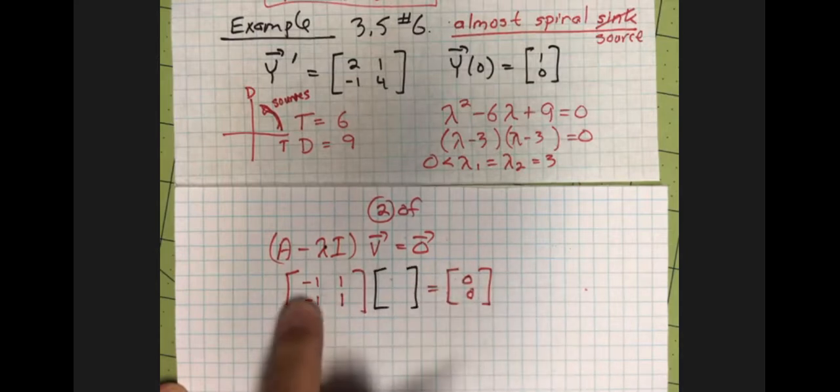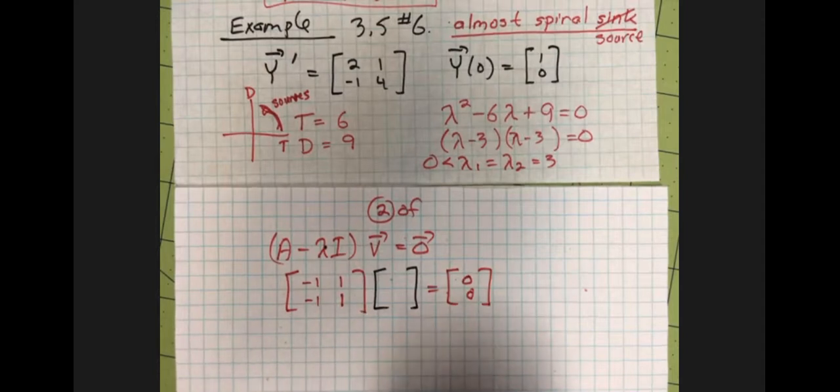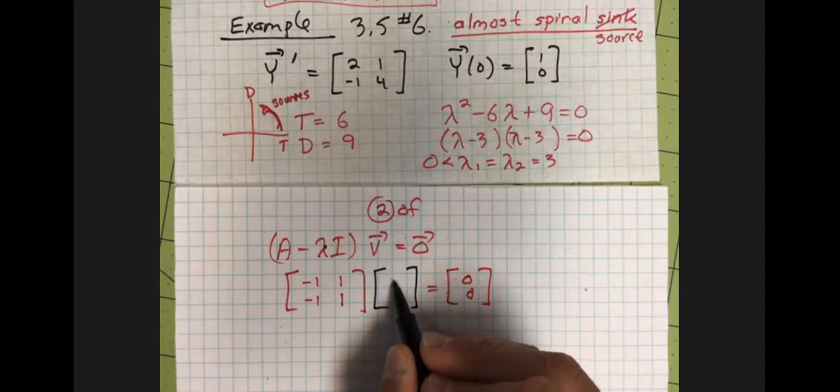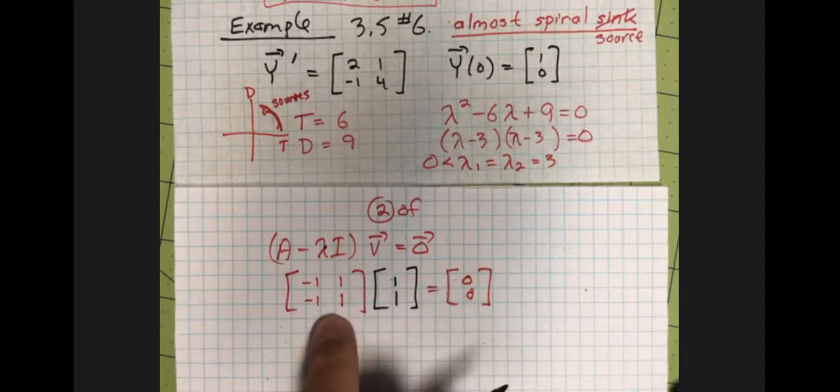Safety check time, are these two rows multiples of each other? Yes. They don't have to be identical, but they have to be multiples. Pick out the eigenvector. 1, 1 is a simple choice because this vector is killed by that matrix.